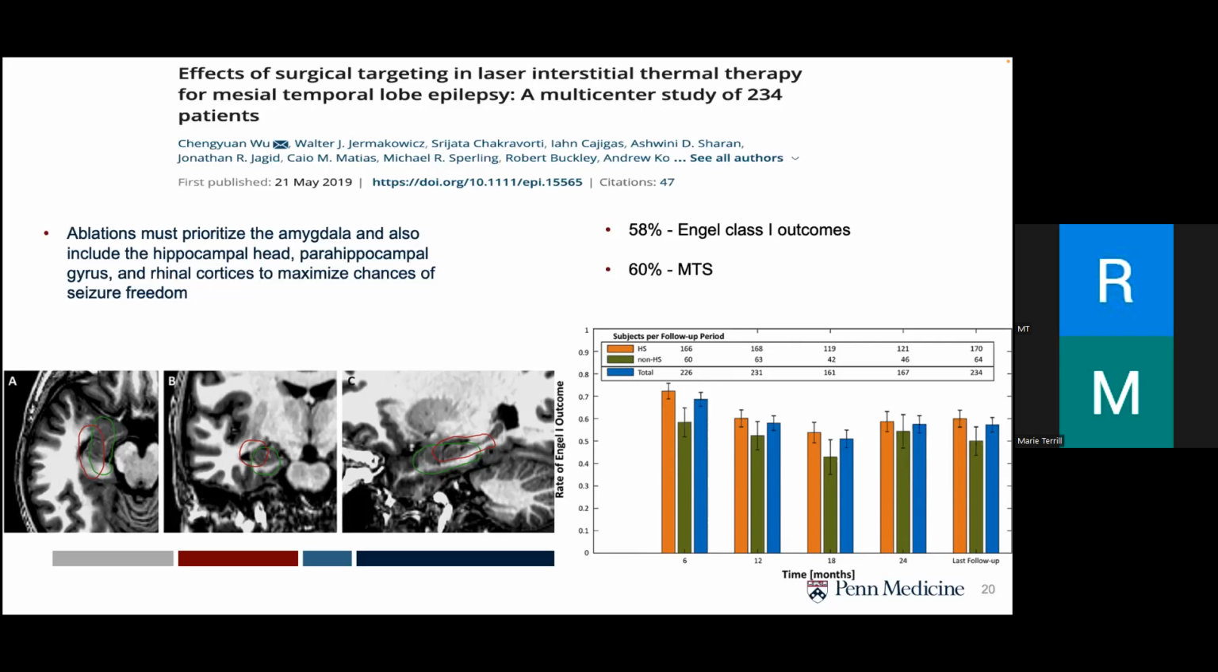One of the other important things the study highlighted was the importance of targeting more anterior and smaller temporal structures during LITT, which includes ablation of specific areas like the amygdala, the hippocampal head, parahippocampal gyrus, and entorhinal cortices. All of these findings suggest that prioritizing ablation of these regions was associated with better Engel class 1 outcomes.